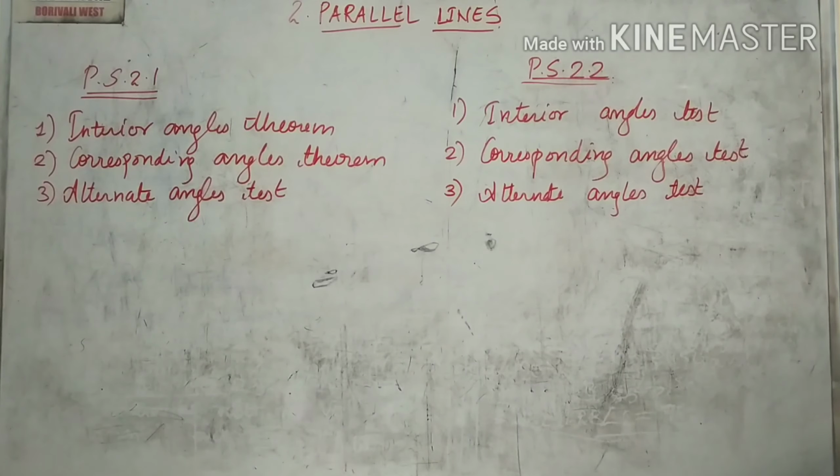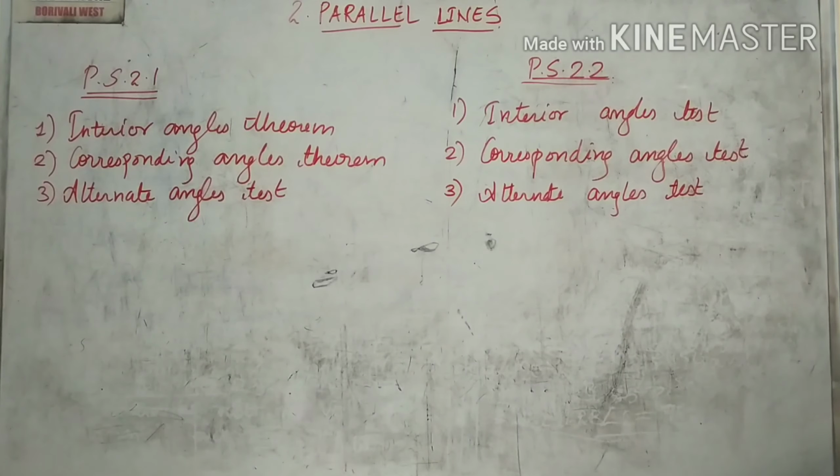And the alternate angles theorem said that if this is the case, then the alternate angles are going to be congruent to each other. Alternate angles mean these kinds of angles, and also this and this one. So these are the three properties that we studied in the first exercise. If the lines are parallel, then we studied the properties of these angles.